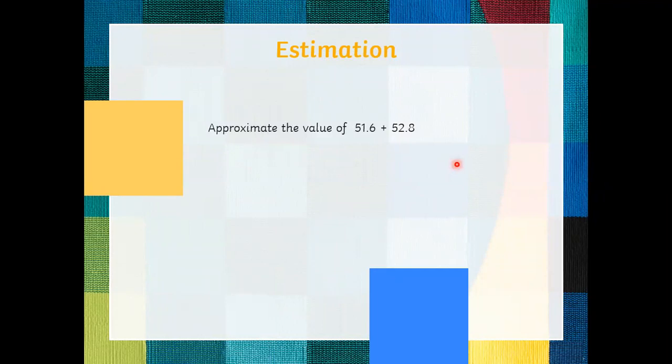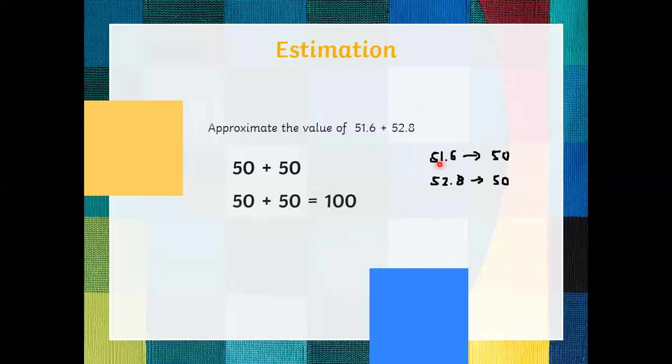Now we are asked to approximate the value of 51.6 plus 52.8. So again, I'll write over here, 51.6 can be approximated to one significant figure as 50, and so can 52.8. 52.8 can also be rounded down to one significant figure to 50. So there we have 50 plus 50. That's easy enough. That is 100. So that means 51.6 plus 52.8 is approximately equal to 100.